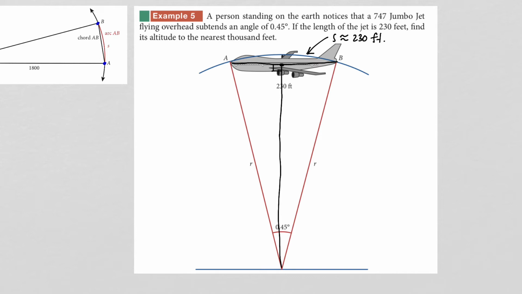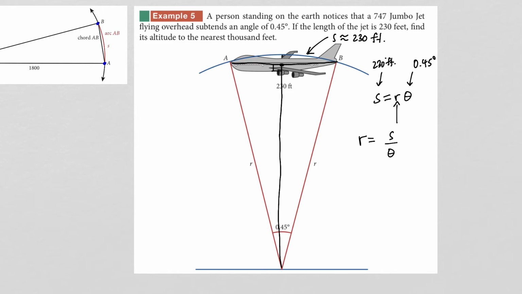Now, why do I care about that? Well, we know that S is equal to R times theta. In this problem, we know what theta is, right? Theta is our angle, which is 0.45 degrees. And we know what S is. S is approximately 230 feet. And so we can use that to find R. So if I divide both sides by theta, R is equal to S divided by theta.